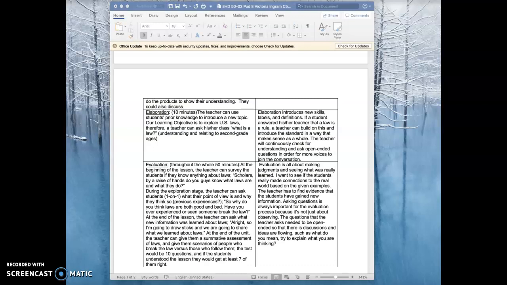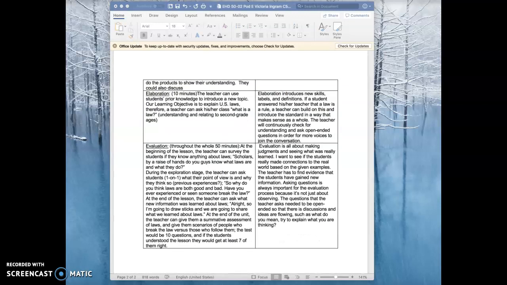The rationale behind the elaboration, it'll introduce new skills, labels and definitions. If a student answered his or her teacher that a law is a rule, a teacher can build on this and introduce a standard in a way that makes sense as a whole. The teacher will continuously check for understanding and ask open-ended questions in order for more voices to be invited to the conversation.